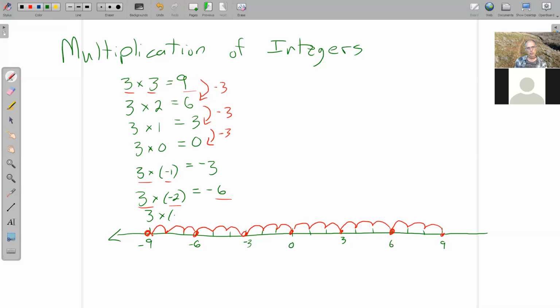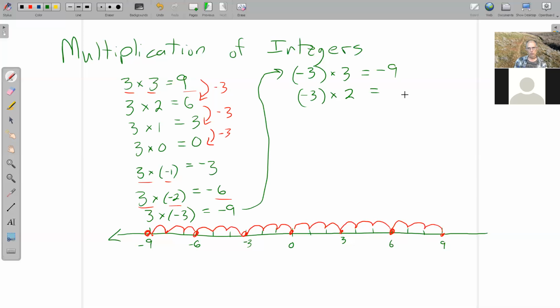3 times -3 is equal to -9. And then the kids are used to multiplication. It doesn't matter whether you do 3 times 2 or 2 times 3. So that means -3 times 3 should also be -9. And then we can mess around with this. What about -3 times 2? What do we think that should be?